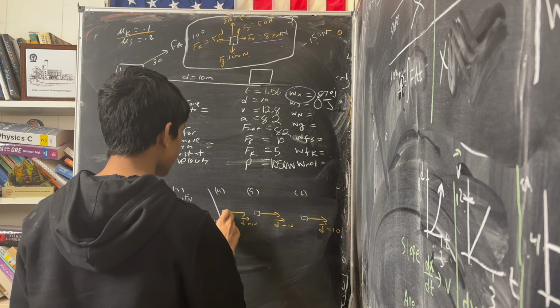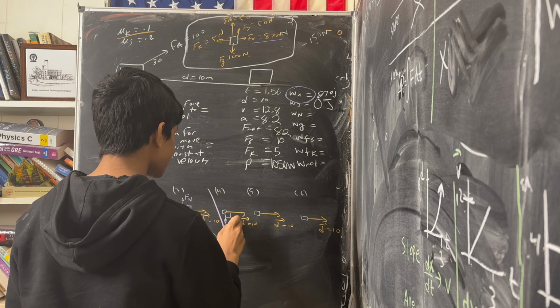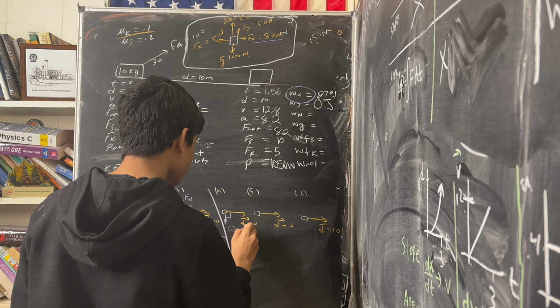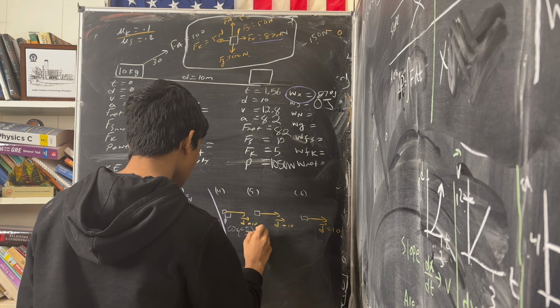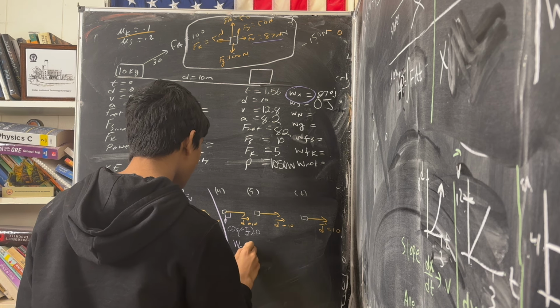Well, the work done by gravity is also vertical, even if it's in the opposite direction. Cosine of minus pi over 2 is still 0. So the work done by gravity is 0.